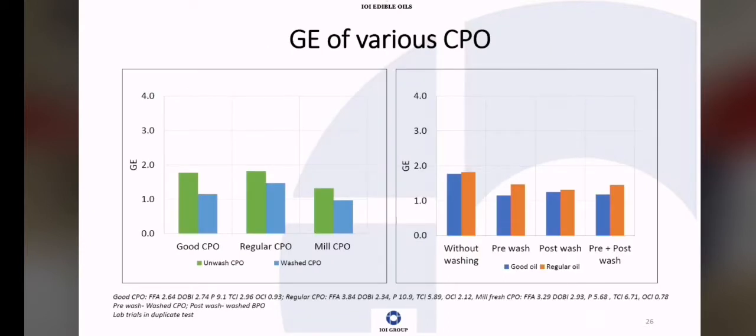If you look at all these graphs, you will notice that we did not achieve the 1 ppm. We'll have to admit we have not been able to bring it below 1 ppm, except for the last one, where the washed mill CPO was just marginally below 1 ppm. But in all other cases, we have not been able to do this in the plant. And then we started to study what is the primary cause for this higher GE level. So next slide, please.